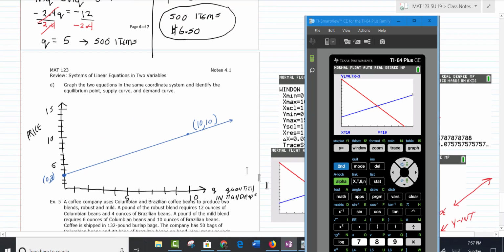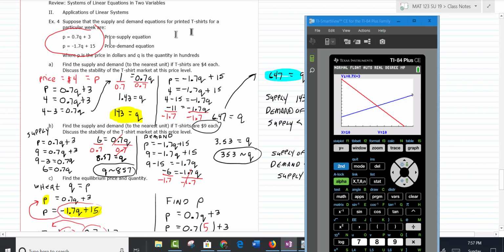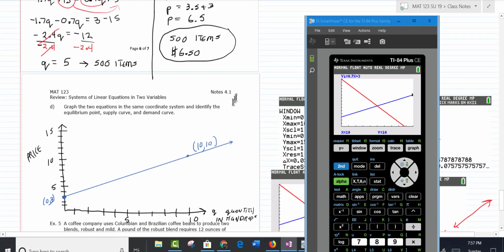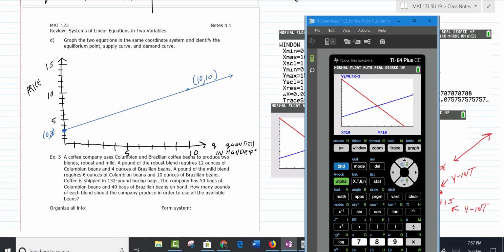That gives you that equation. Now remember, that first one that we just graphed was your price supply. So you want to label this as price supply. Okay, so that's the price supply equation. Now we'll do the second one.